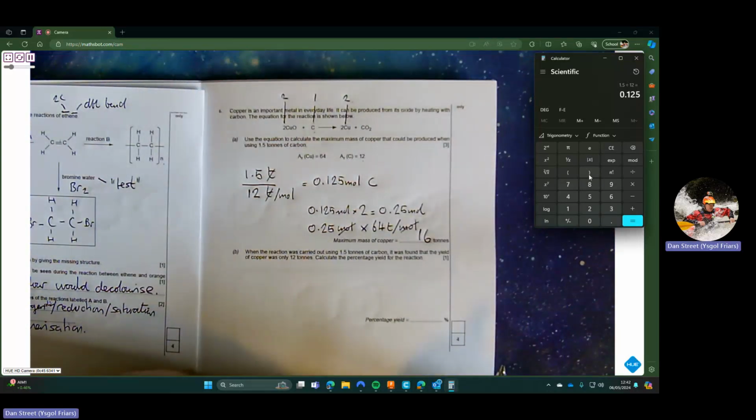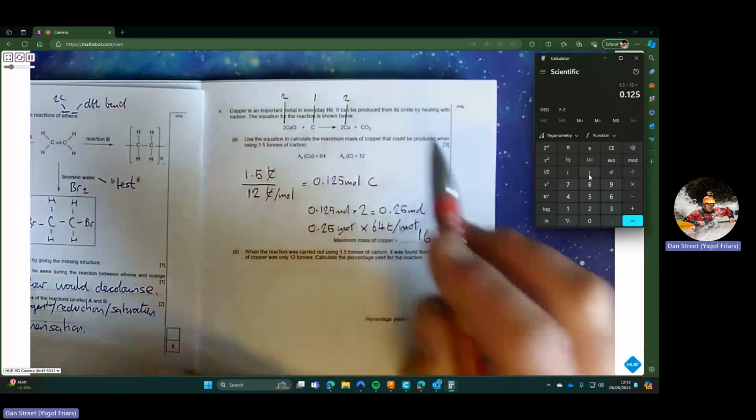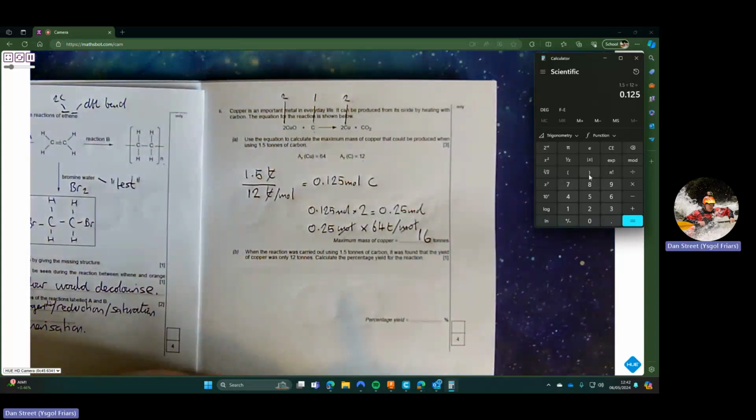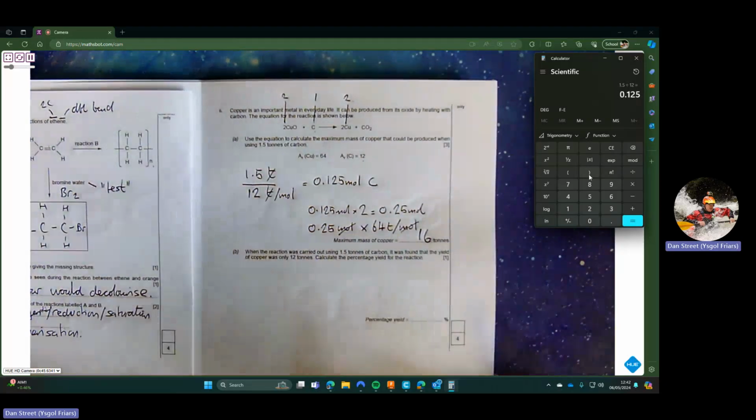of copper. Okay, which seems a little high, but given that we've got twice as much copper produced and the MR of copper is 4 times that of carbon, then that would explain that away. Okay, so for every 1.5 tons of carbon, you make 16 tons of copper.